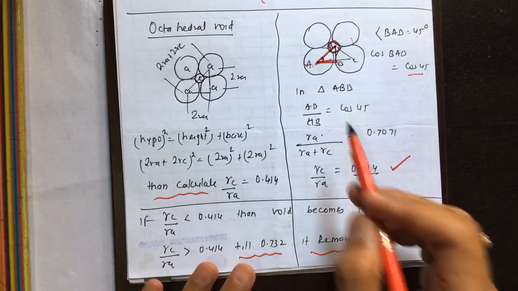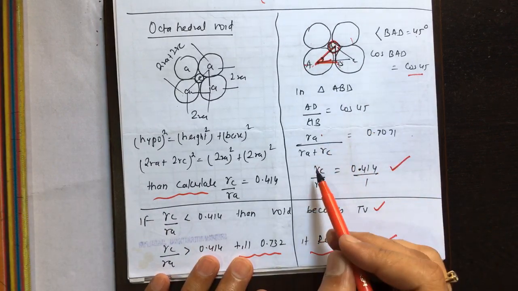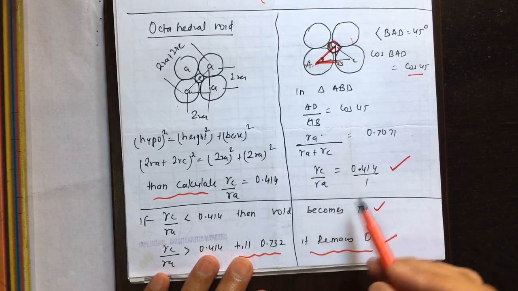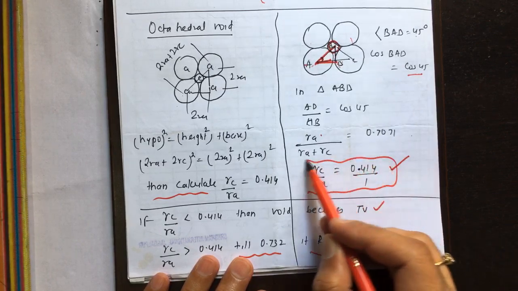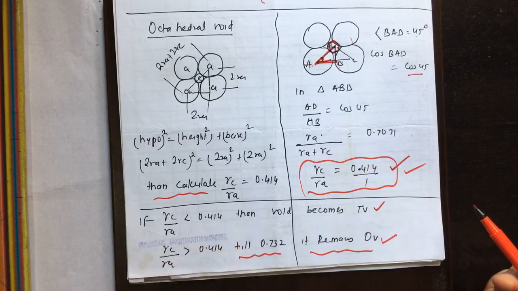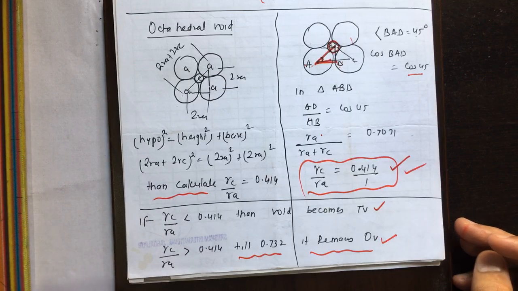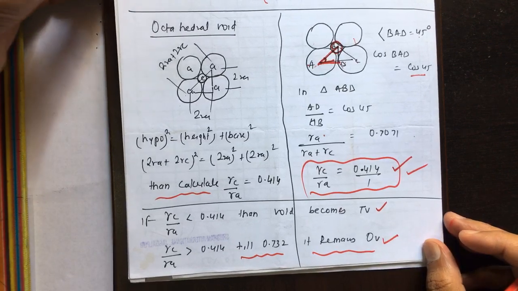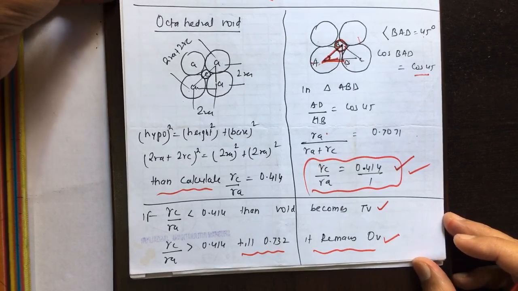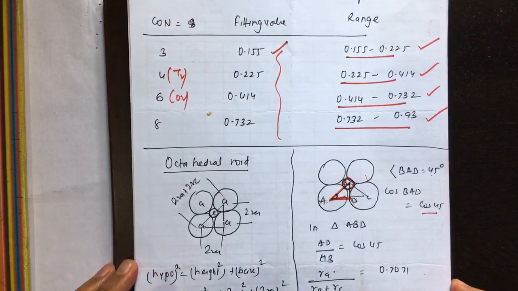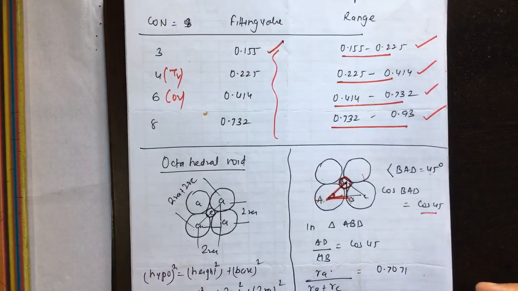What is AD? RA. And what is AB? RA plus RC, which is equal to 0.7071. If you go on to the calculation of this, it will come out that 0.414 is the value of the radius ratio. This is how we get it. Likewise we can calculate for the others. We don't have time right now for the calculation of all. You need to remember this, or you can do it the mathematical way I have done.